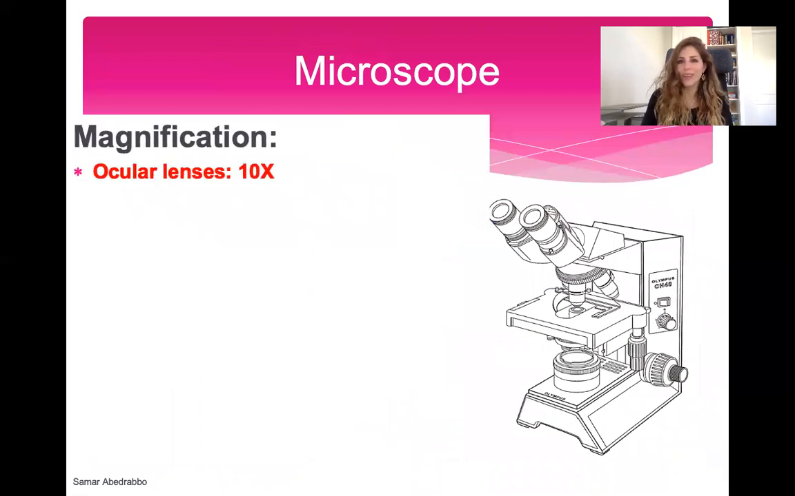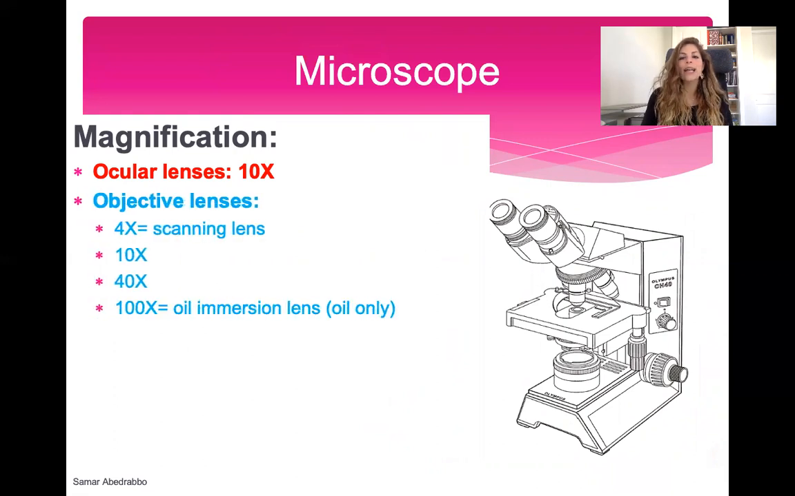Magnification: the ocular lens always has a magnification of 10x. The objective lens has 4 magnifications: 4x, 10x, 40x, and 100x. Whenever you're using 100x magnification, you'll always add oil. So that's why we say this is the oil immersion.